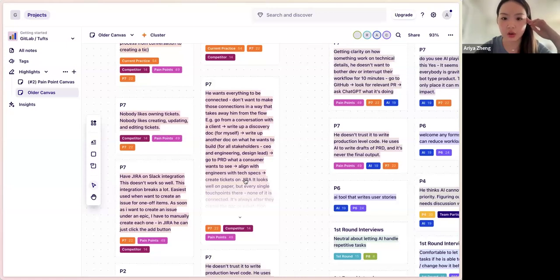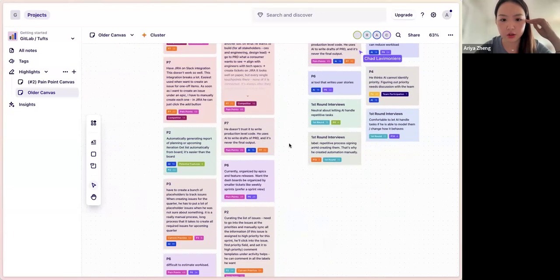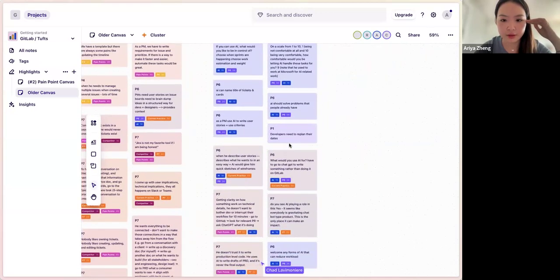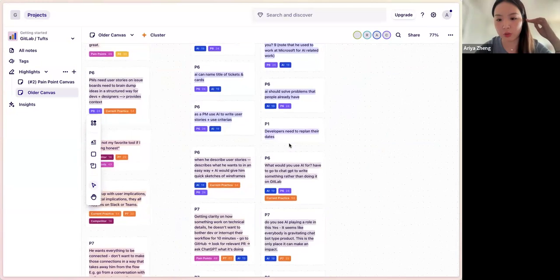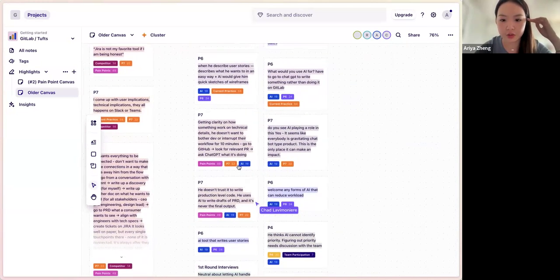And a Jira user also mentioned how the workflow is really disjointed. He has to go from a conversation with the client to write up a doc for himself, then another doc for all stakeholders, and then go to the PRD to see what the customer wants to see. There are a lot of steps that he highlighted in this note that he wished a product could support. We also asked some questions about what work they found repetitive and how they feel about AI. Those are their answers there.